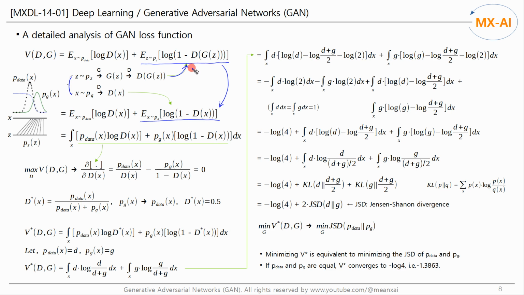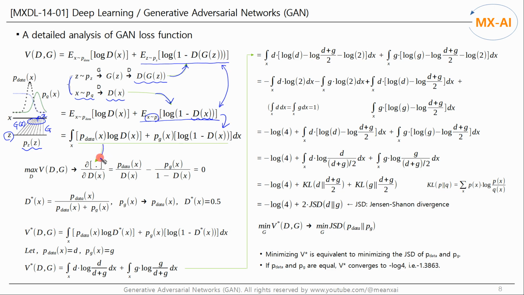The second term of this equation is obtained by inputting Z from PZ into G, inputting G of Z into D, and calculating the average with D of G of Z. The second term of this equation is obtained by inputting the x from Pg into D and then calculating the average with D of x. The two expectations are equal. Using the integral symbol, we express the expectation as follows.